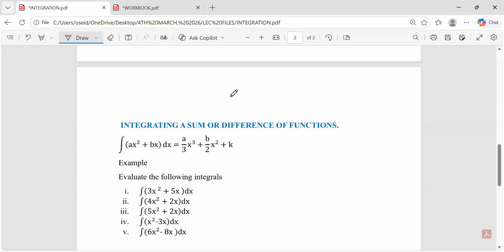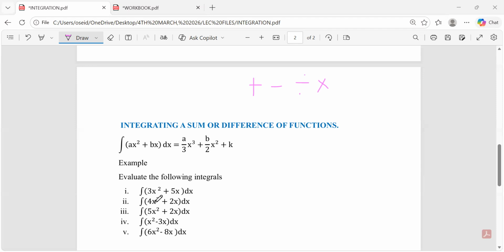Operational signs. And what are the operational signs that we know? We have addition, subtraction, division, and multiplication also. So these are the operational signs that we'll be using here. But this time around, we are talking about two operational signs. So let's take note. The operational signs that we are going to use are addition and subtraction.